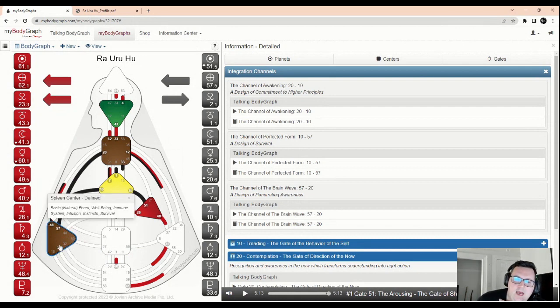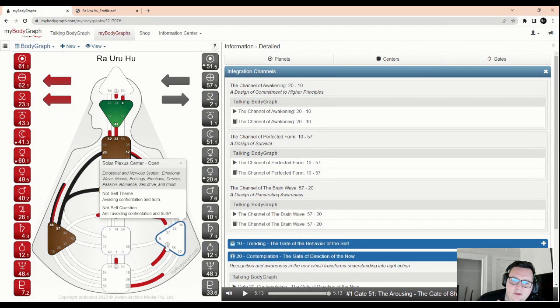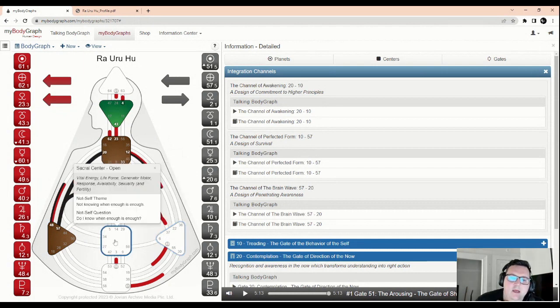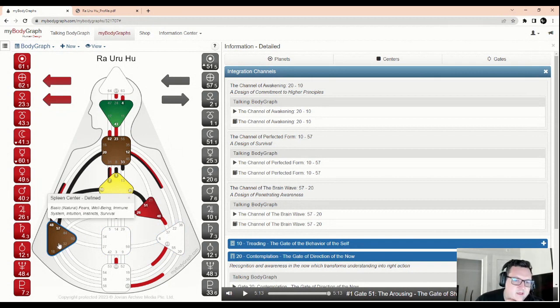Splenic authority happens automatically if the emotion center is undefined and the sacral is undefined. So the spleen is really big in terms of how he makes decisions. Really led by his intuition, his instinct. So that's a really big factor for him.